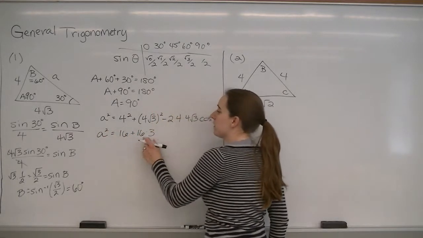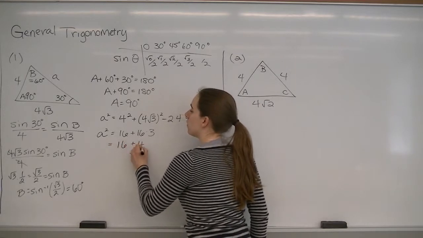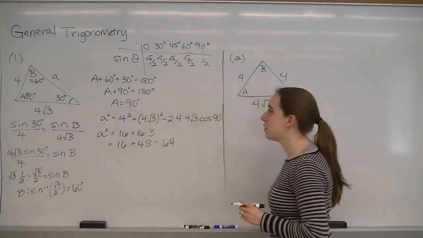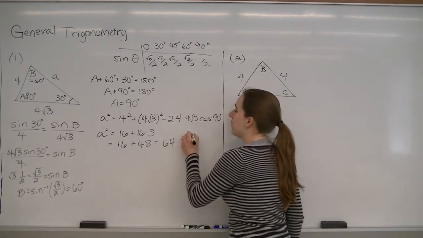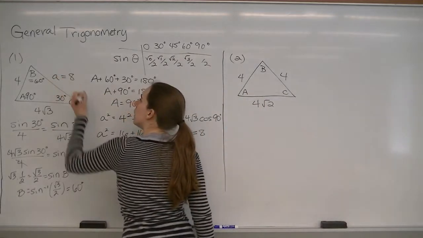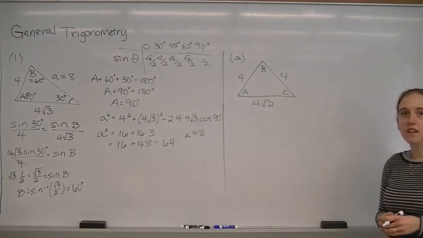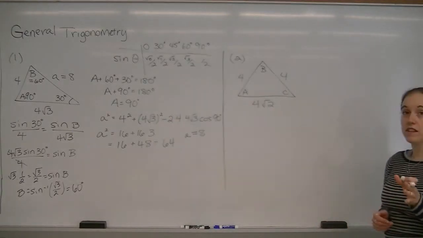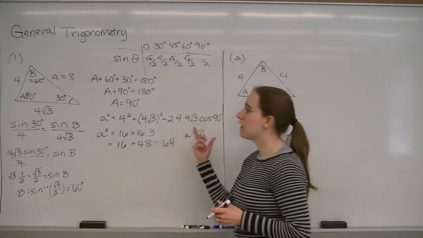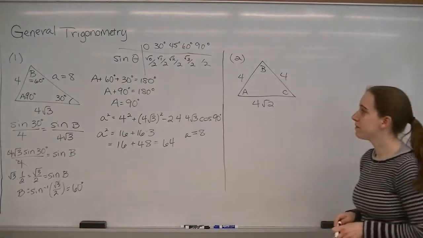So we get this, 16 times 3 is actually 48. We can either do that on paper or in our heads. So we get that a squared is equal to 64, which would tell me that a is equal to 8. So there we go, we've solved the entire triangle. It was a sneaky right triangle, but we were able to solve it using just the law of sines and the law of cosines and my angle sum in a triangle.